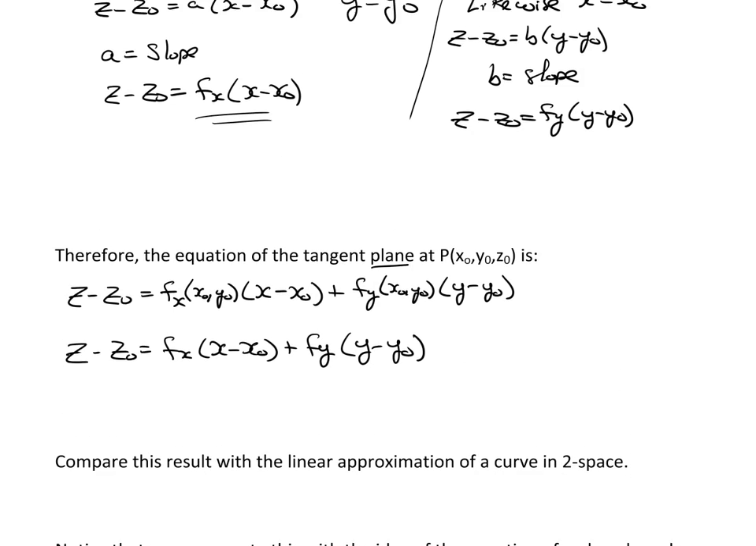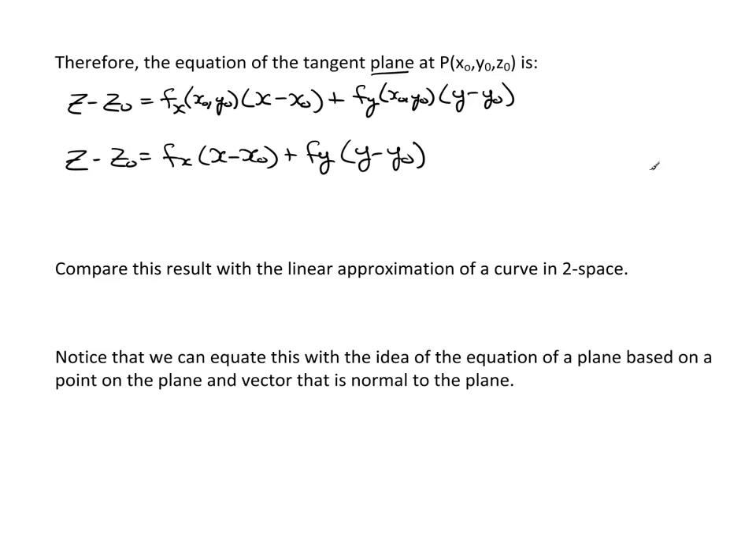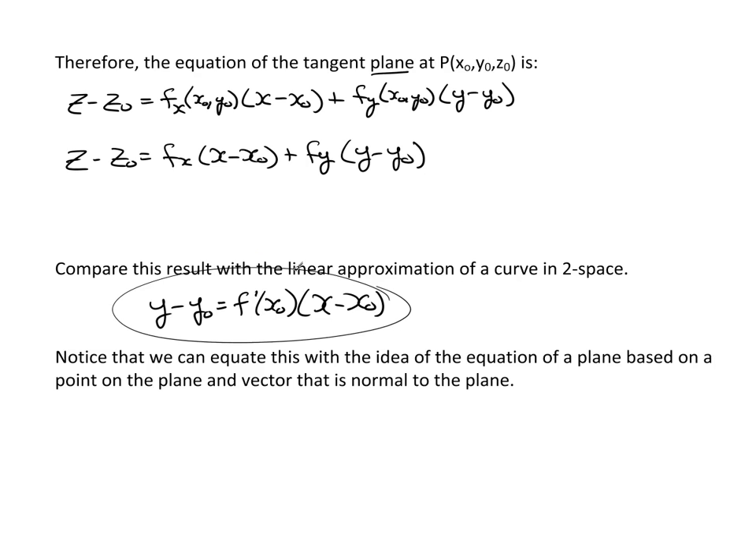Now if we compare this approximation to the linear approximation of a curve in 2-space, that's simply y minus y naught equals f prime at x naught times x minus x naught. This has the exact same form as what we're working on up here. The only difference is that our derivative will be a partial derivative, and we're working in 3-space, so we're working with x, y, and z, not just y.